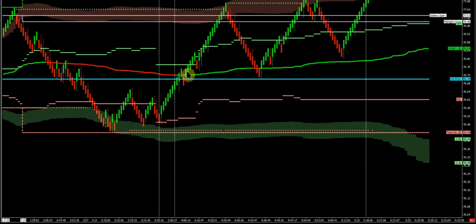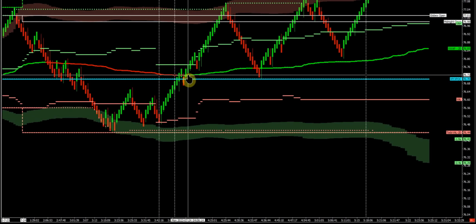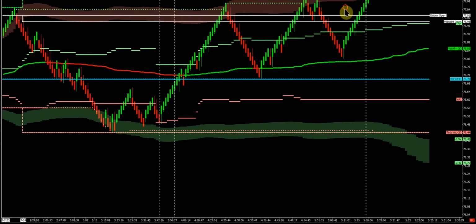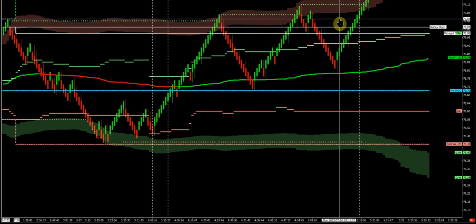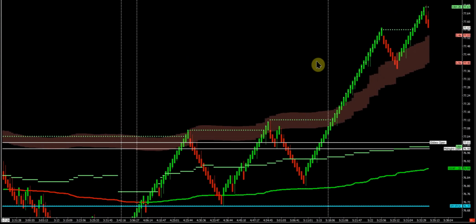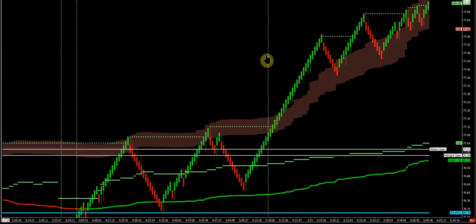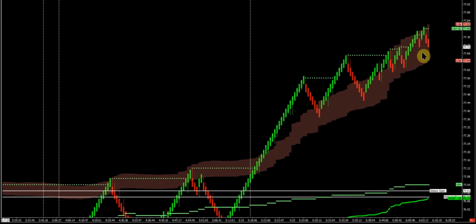Your VWAP turns green, and you're into the long. Okay, so you're looking at 4:01, 4:05, somewhere in here. So you're long from say 76.72. You're looking for 77.72, right? There you go. There's your $1,000 right there.